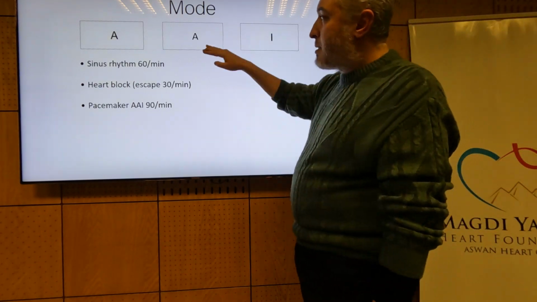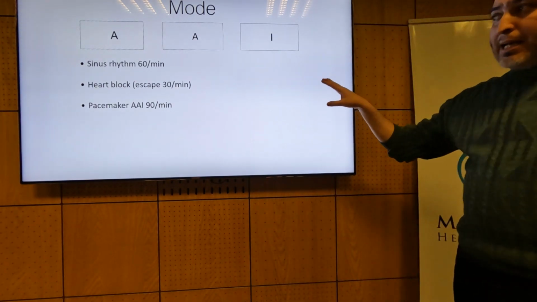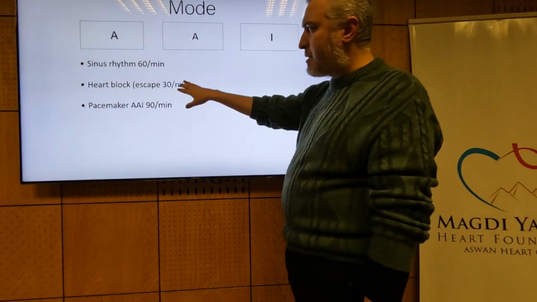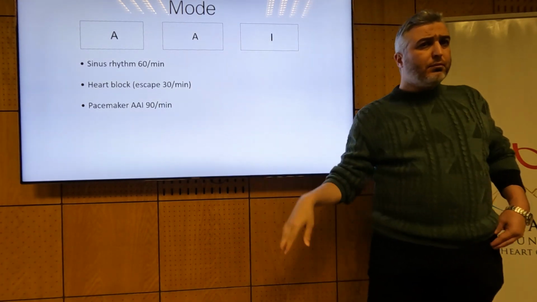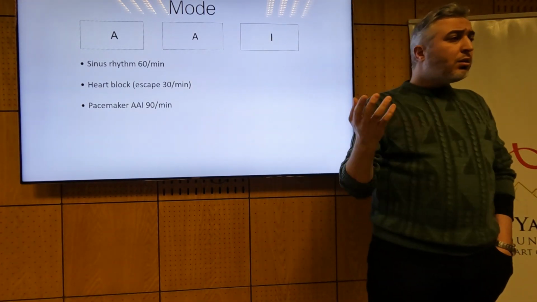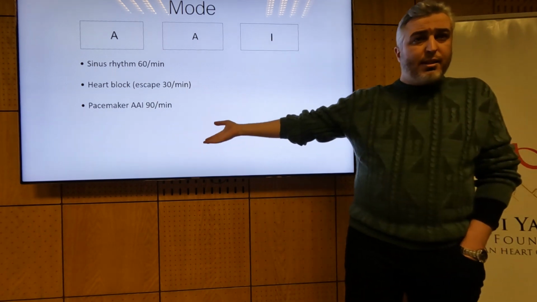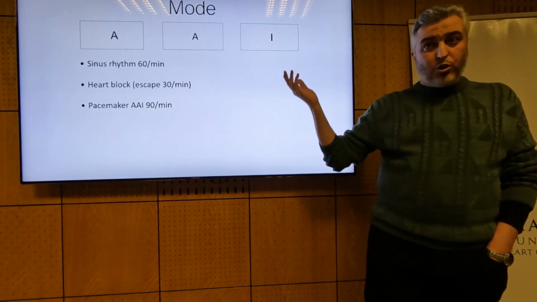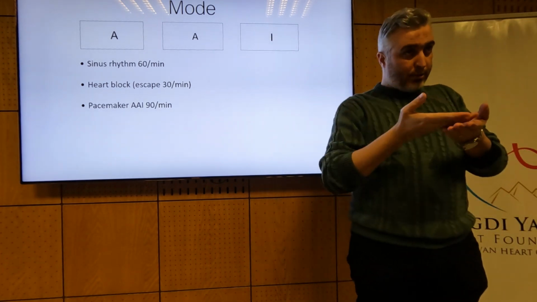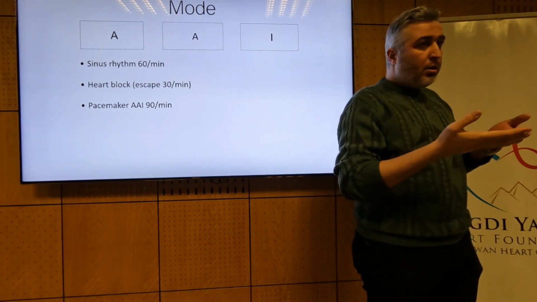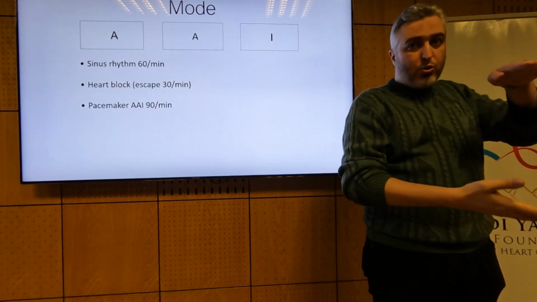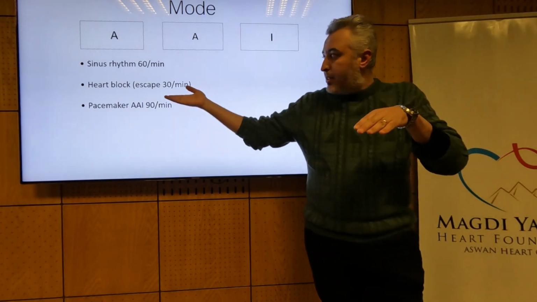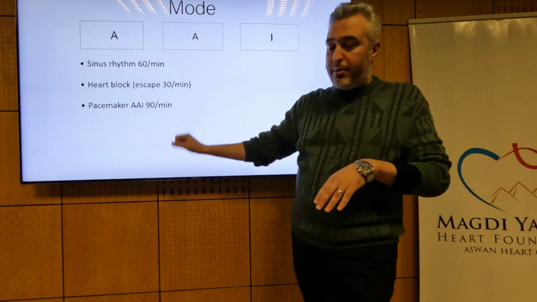Now the patient has sinus rhythm at a rate of 60, but then he has complete heart block with an escape rate of 30 per minute. What's escape rhythm? So you've just said that all cardiac cells have automaticity. So if there is heart block at the level of the AV node, then some cell, either at the lower portion of the AV node or in the ventricle, will start pacing because it has an automatic rate that is 30 per minute. Okay, so that's escape rate.